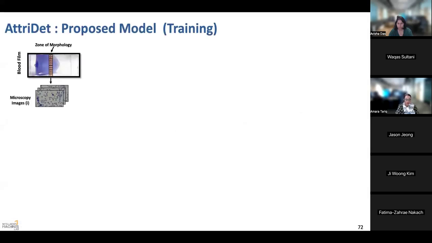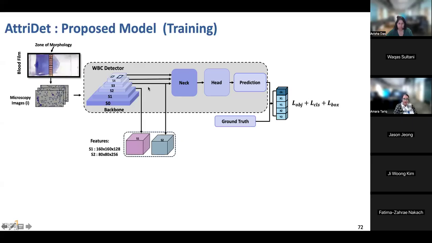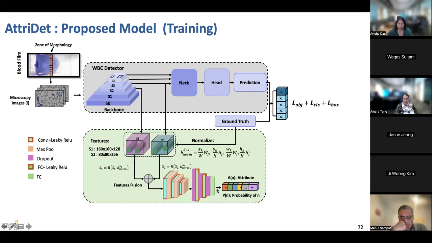So what we did is that, given the microscope, we get the images, and then we use standard detectors. In our case, we tried different detectors. YOLO V5 worked the best on our data set. One part is the standard object classification loss and the bounding box loss, and then we capture the multiple resolution features. For each cell, we can take those multi-resolution features and use a small neural network to get the attributes.